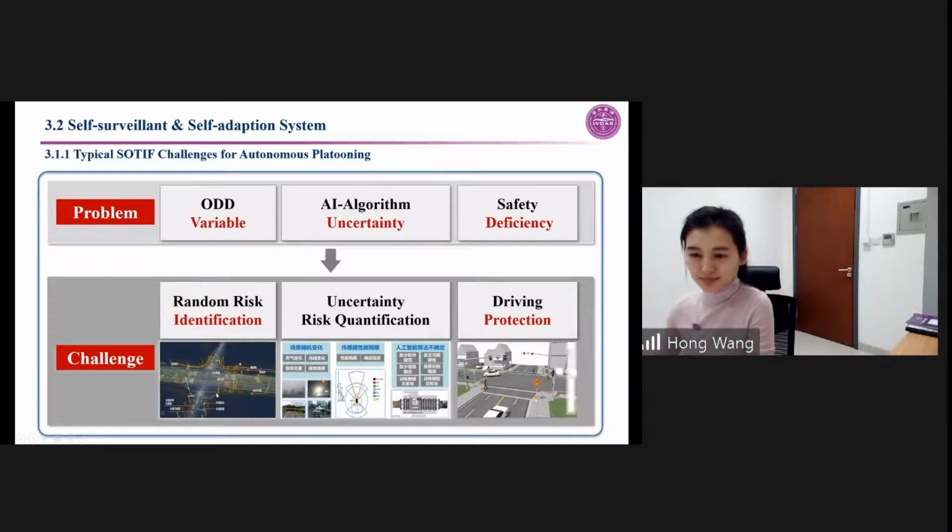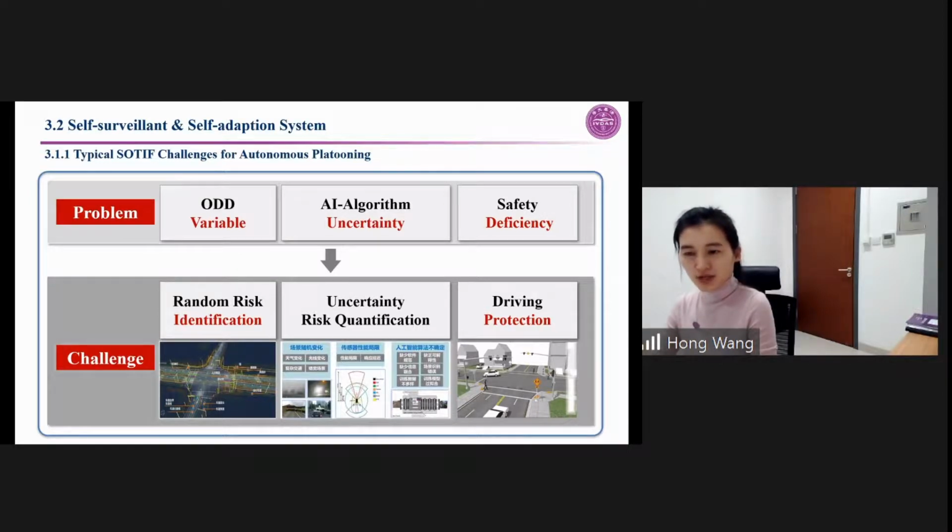The first one is that the variable operational design domain brings challenges. Random risk identification is hard in real time. This is because of the operational design domain, like rainy days, foggy days, and slippery roads. This is a kind of operational design domain.